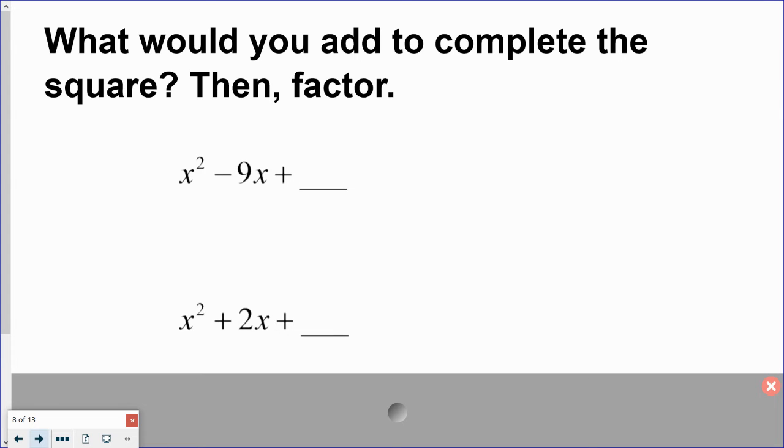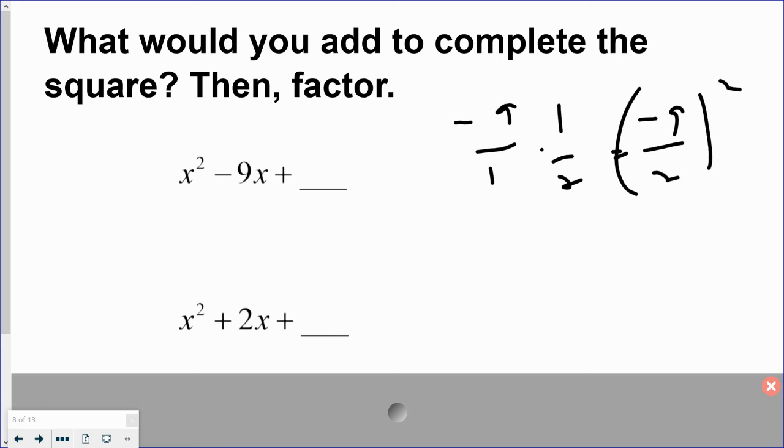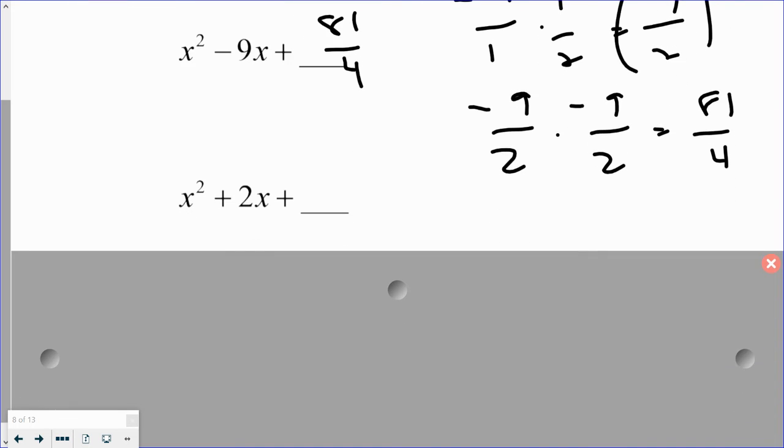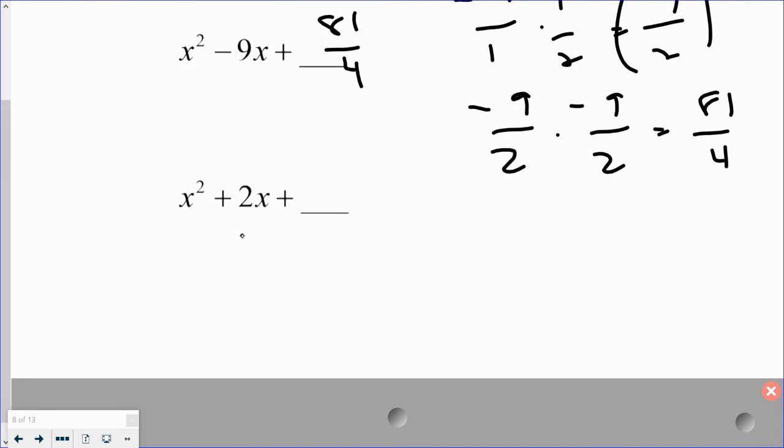Now what happens if it's an odd number? I would take -9 over 1 times 1/2, which is -9 over 2, and square that. So it's -9 over 2 times -9 over 2, which is 81 over 4. I never change this into a decimal, and I always multiply it out this way. It just makes it easier for me. Like this one, I want to take half of 2, which is 1, and square it. So this is just 1.